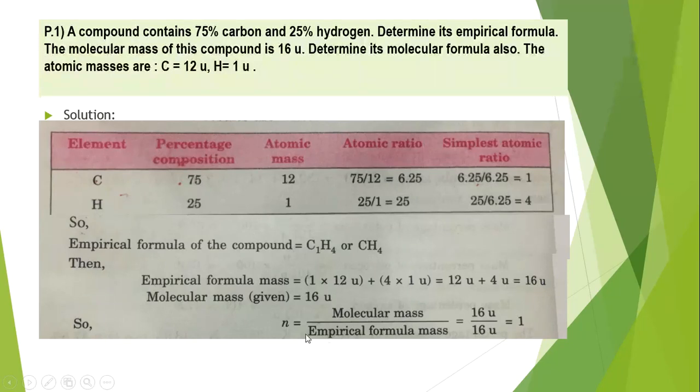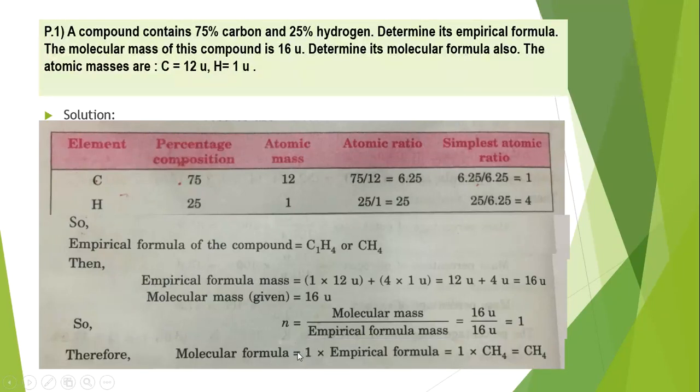If n is equal to 1, you can easily get the molecular formula. That is, molecular formula is equal to n into empirical formula. If we substitute the value, we will get 1 into CH4, which is equivalent to CH4 itself. Before, when we learned the empirical formula and molecular formula relationship, we discussed that if the value of n is 1, the empirical formula and the molecular formula will be the same, and the same concept is used here. So this problem is solved.